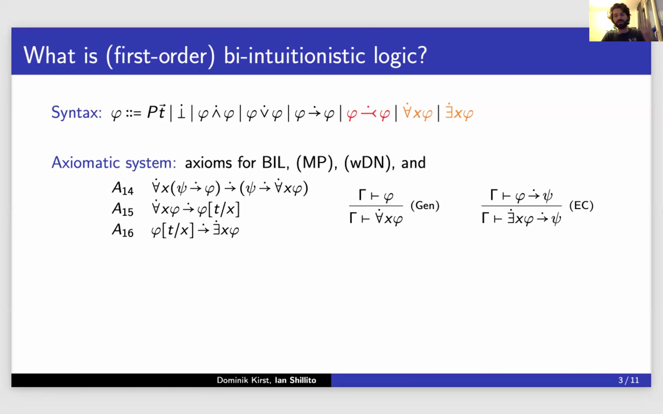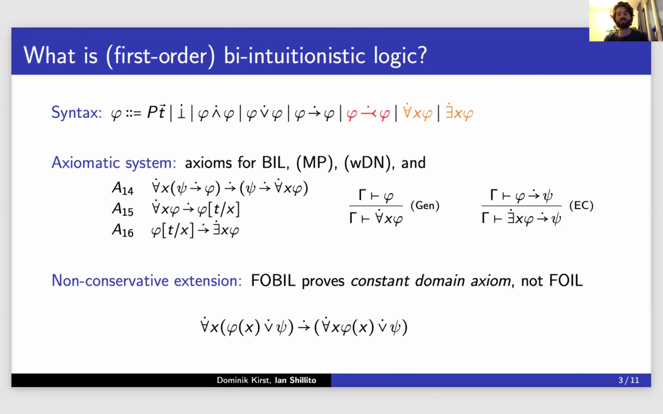But now the surprise is, while in the propositional case we had a conservative extension, in the first order case this is not happening. First order bi-intuitionistic logic can prove a formula that is expressed purely in the language of intuitionistic logic, and that is not provable in first order intuitionistic logic. This formula is the one that's displayed on the screen, and that's called the constant domain axiom. If you read it, it allows you to push a universal quantifier inside of a disjunction under the condition that psi does not have an x in it.